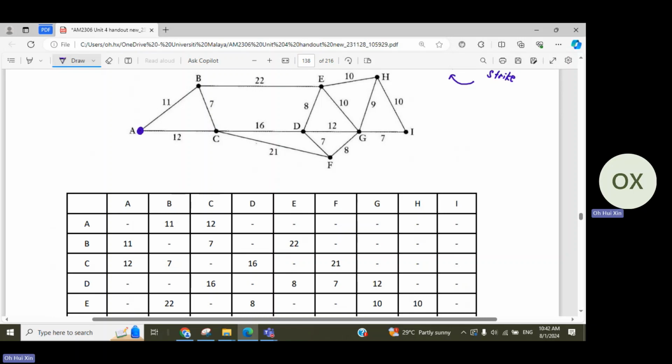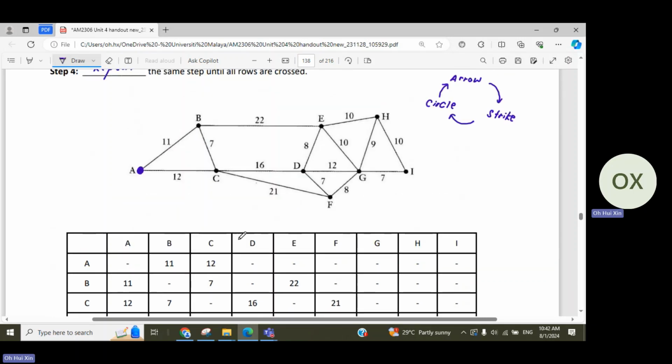All right, so what we need to do is the same thing. You can choose anywhere that you want to start. It's not necessary that it has to be A. You can start with any place that you want. Okay, for example, let's try out a different thing now. Let's say we start from D.